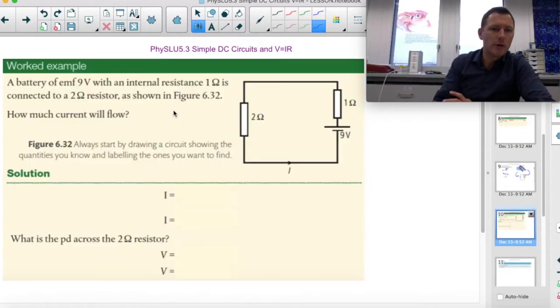So let's try that out with a problem. We have a 9-volt battery. It has its own internal resistance, which we're going to treat as a separate resistor. It's connected to a 2-ohm resistor, maybe a light bulb or a little motor. How much current will flow?